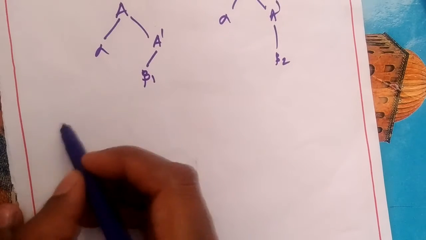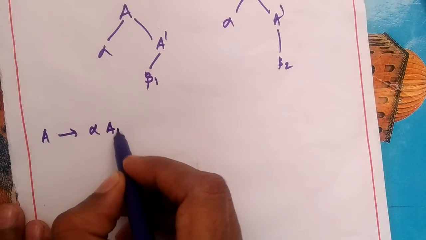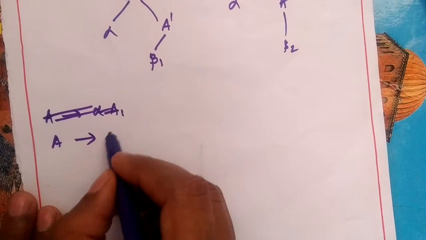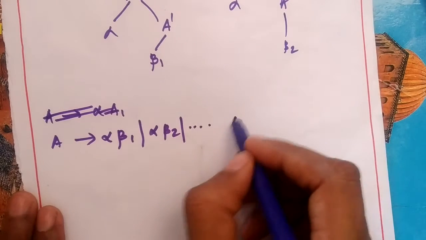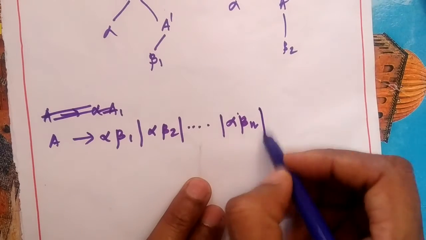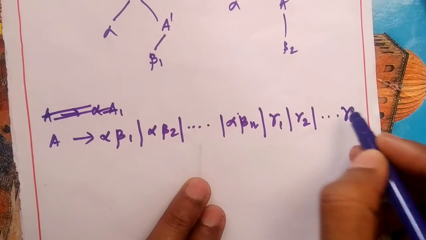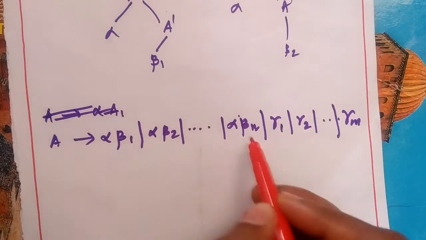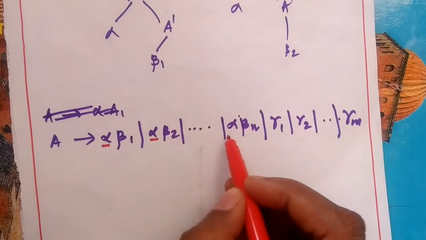So in general the rule is very simple. A gives alpha beta 1, alpha beta 2, etc, alpha beta n, or gamma 1 or gamma 2 or etc, gamma m are all A productions, where you can see that a few A productions have a body beginning with alpha.